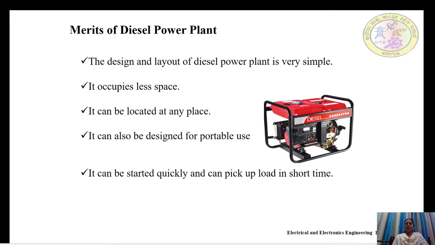It can be started quickly and pick up load in a short time. As it's self-explanatory, we can start the diesel generators very quickly and they pick up the load in a very short time. It can be stopped as and when required. In the case of a diesel generator, stopping is even easier than starting. You can start it very quickly, but stopping is still easier when compared to starting.